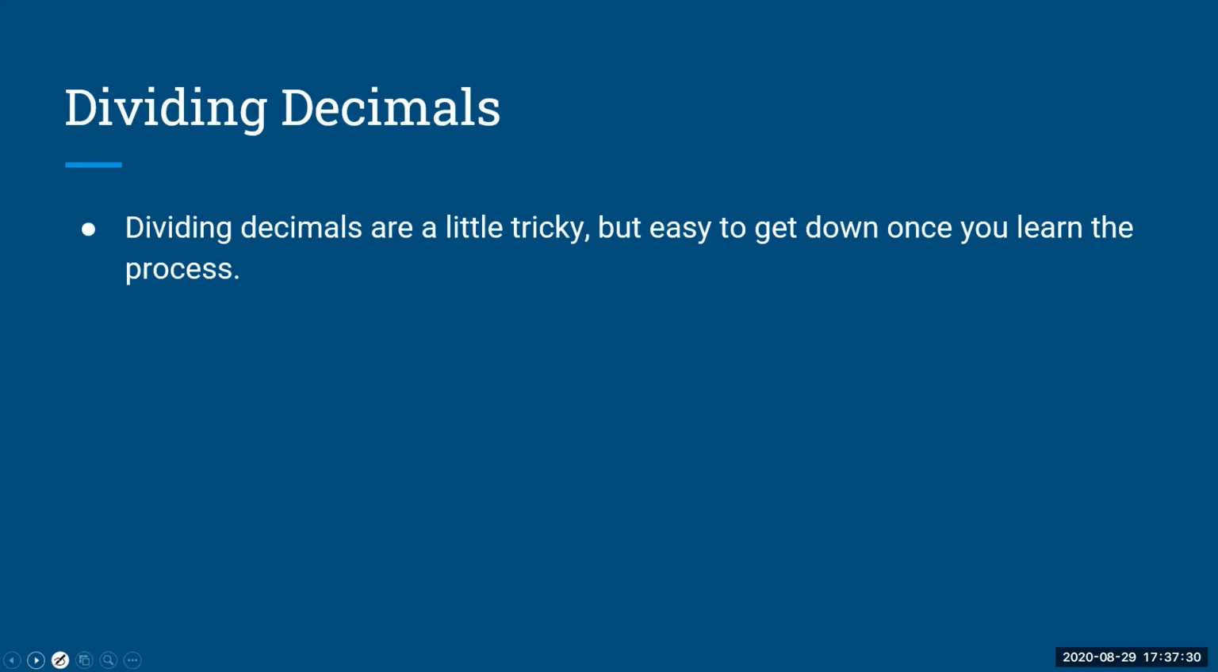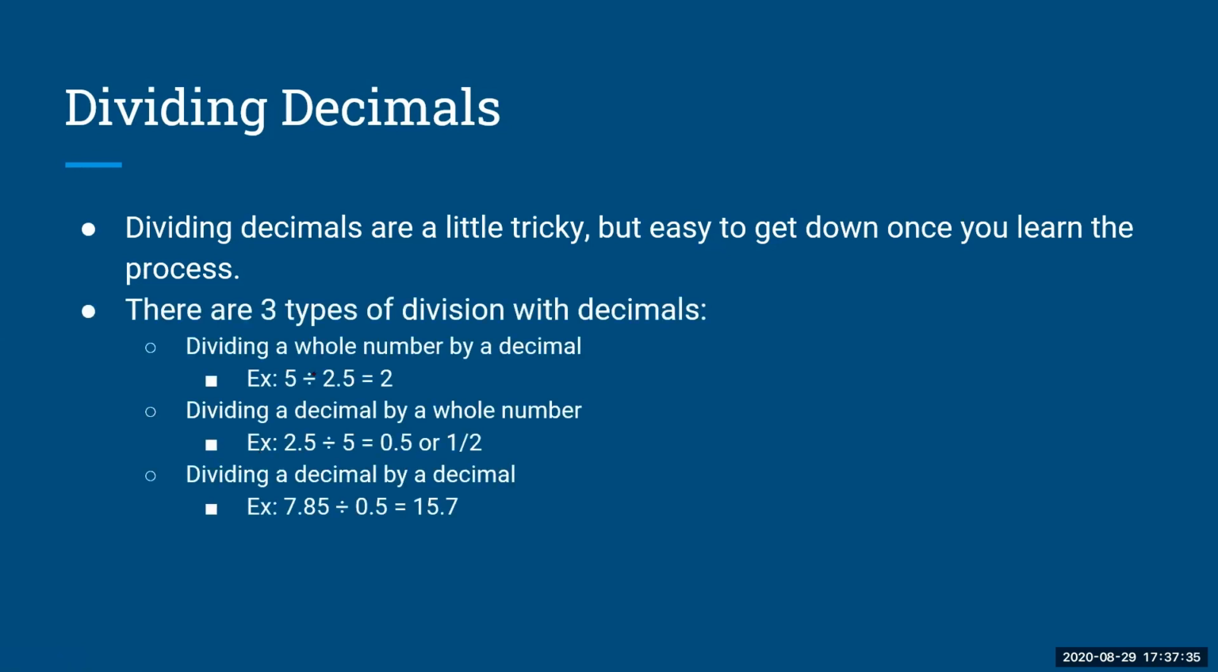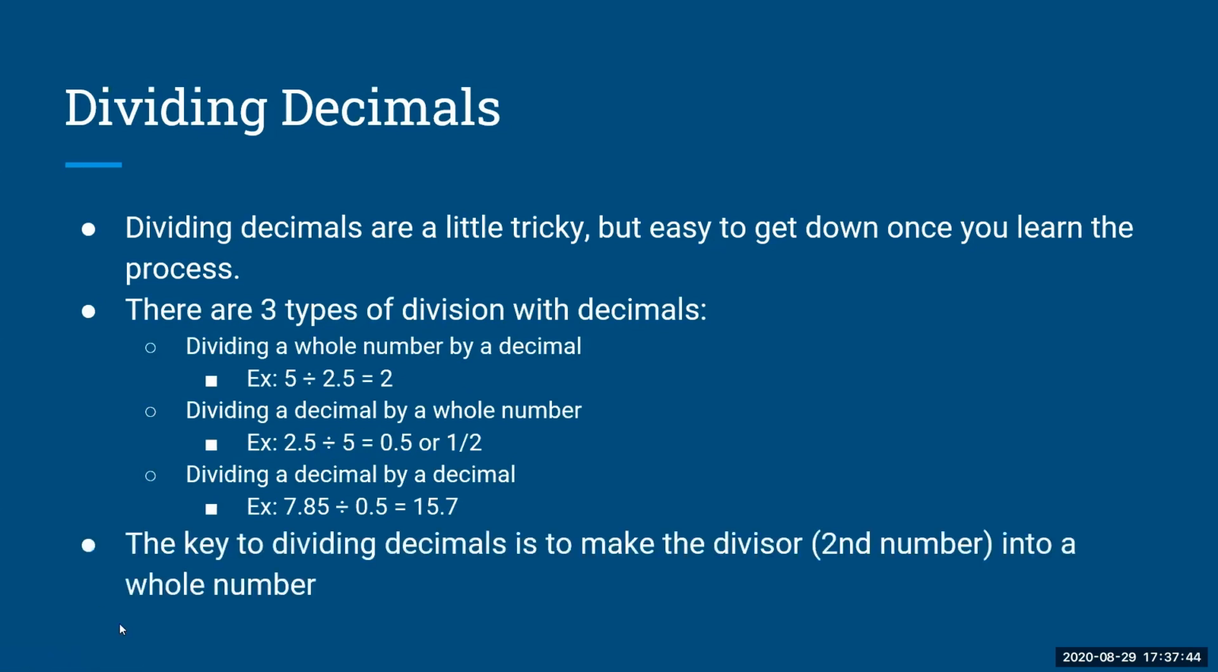Okay, so dividing decimals is a little tricky. Not really. There are three types: dividing a whole number by a decimal, dividing a decimal by a whole number, or a decimal by a decimal. Remember, order matters when you're dividing. All you have to do is make the second number into a whole number. So if I had 7.85 divided by 0.5, you divide it out, and the trick is you make the divisor into a whole number, so this would be 78.5 divided by 5. I'll get into that a little bit later.